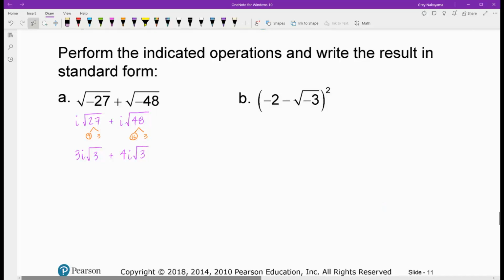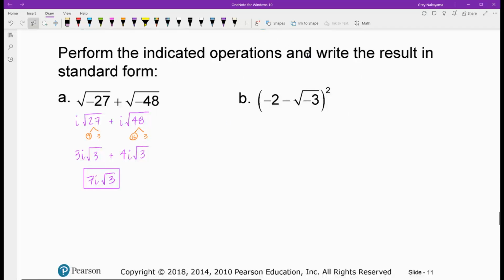Okay? And we've talked about this a little bit before. This has to be exactly the same for you to add them together. So think of it as a blob. I got 3i blobs plus 4i blobs, and 3 blobs plus 4 blobs is 7i square roots of 3.